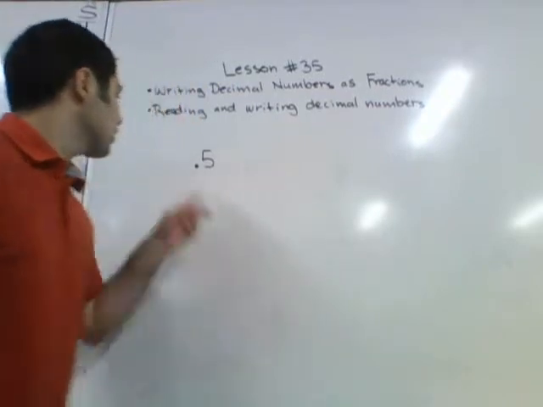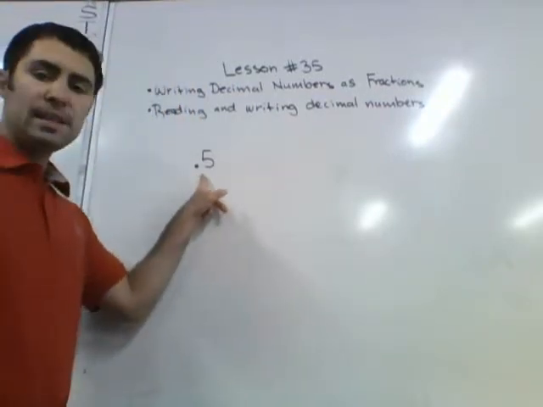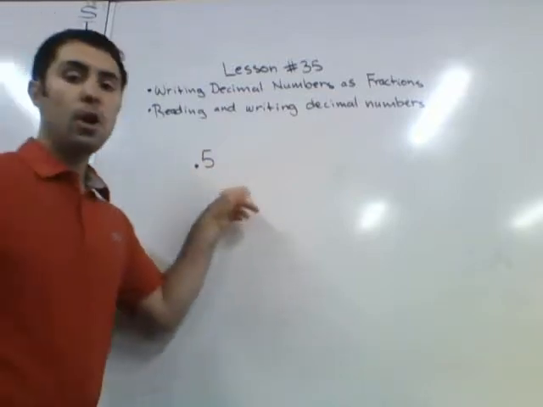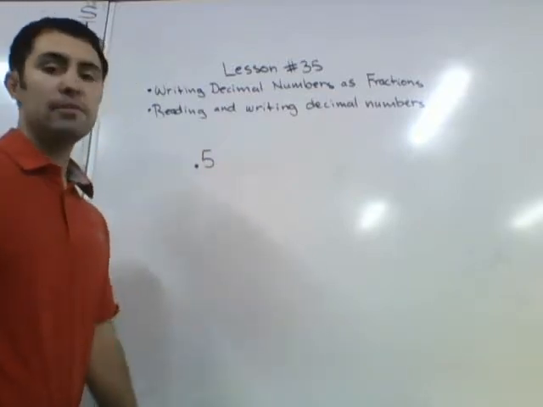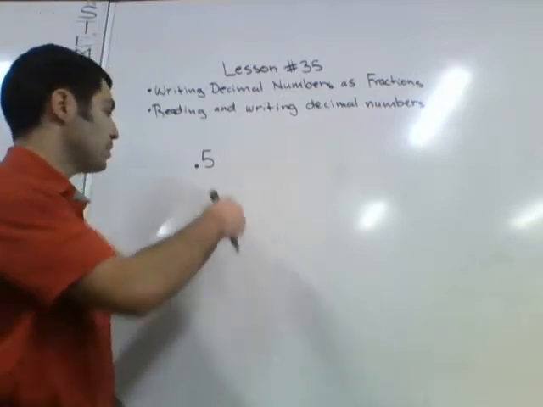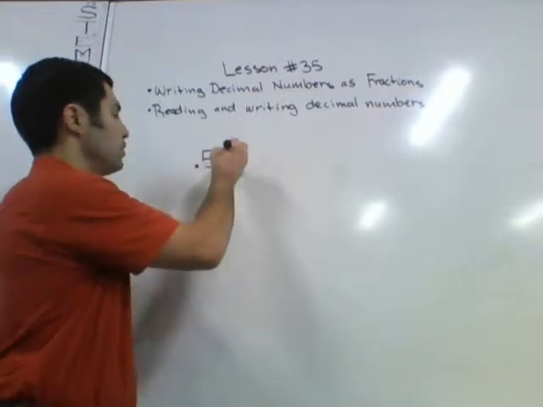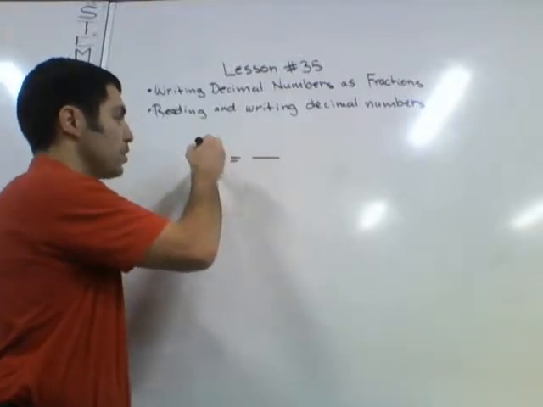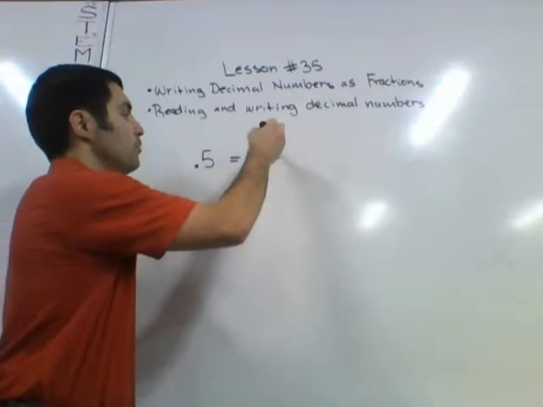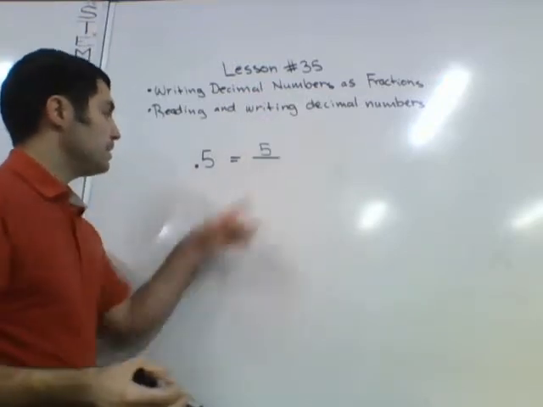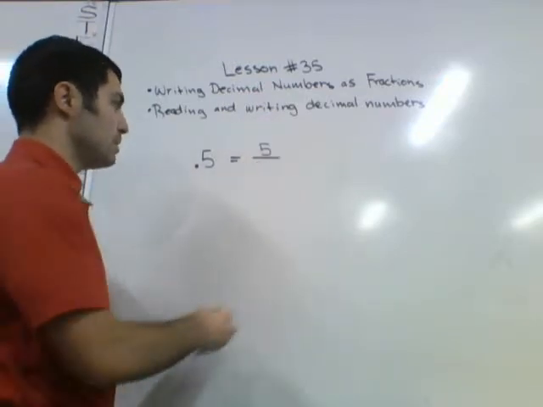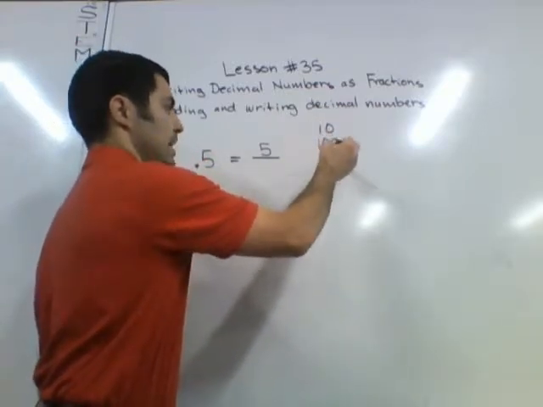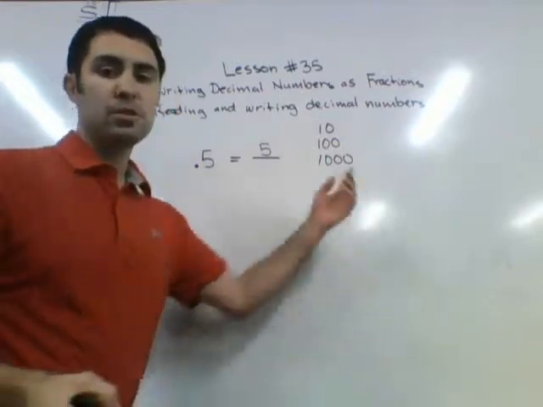Alright, so let's go ahead and talk about this fraction. Wait, that's not a fraction, that's a decimal. Actually, decimal numbers are fractions, they're just written in a different form. The numerator is the number written. So if I were to write this in fraction form, the numerator is the number that's written in decimal form. So you just put a 5. The denominator could be 10, 100, 1,000, 10,000, and so on.